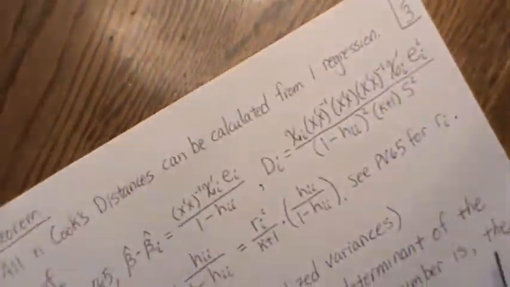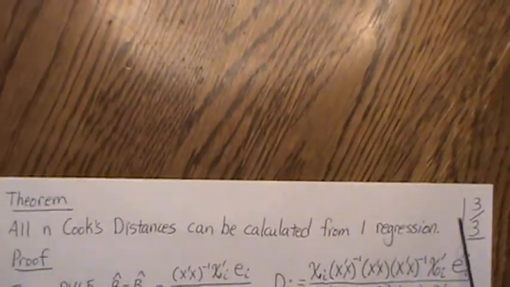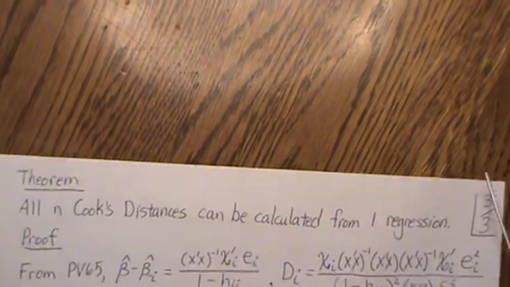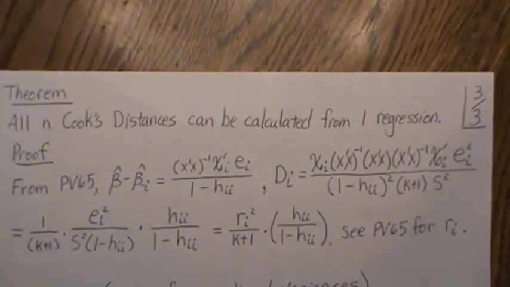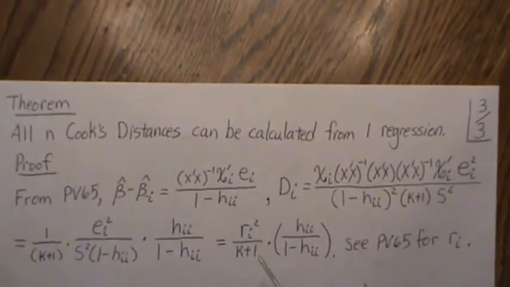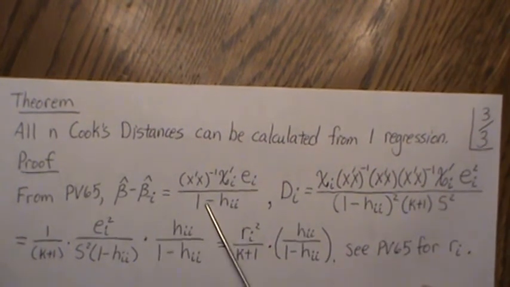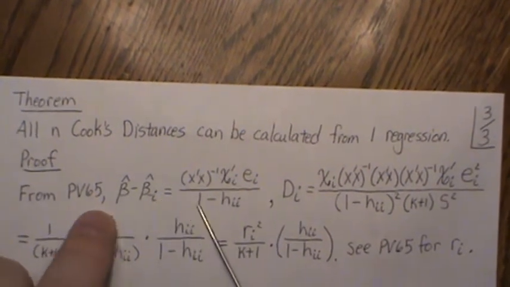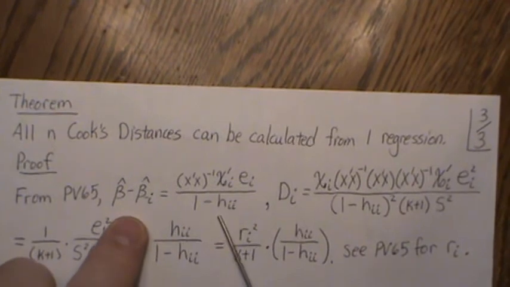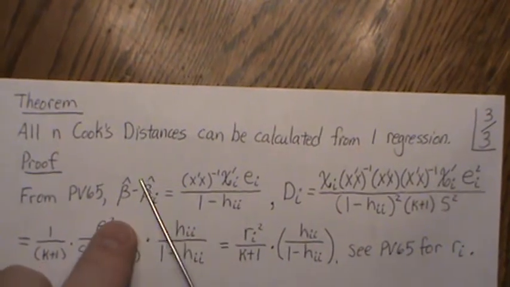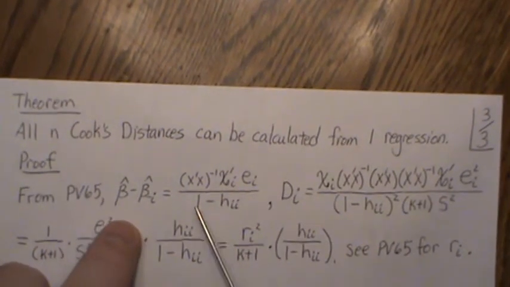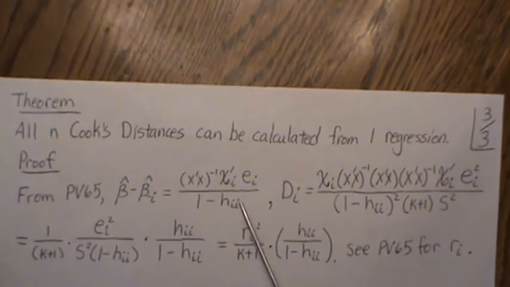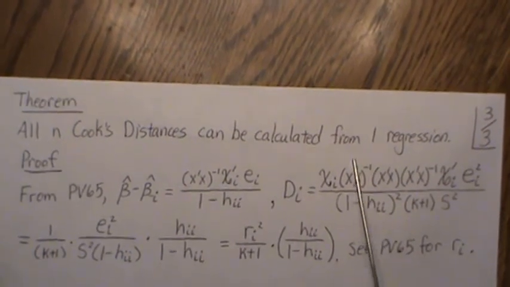Well, it turns out that all n Cook's distances can be calculated from one regression, and it's actually straightforward to see. So from previous video 65, we derived this formula, and then we put this in for Cook's distance. So this goes right here.